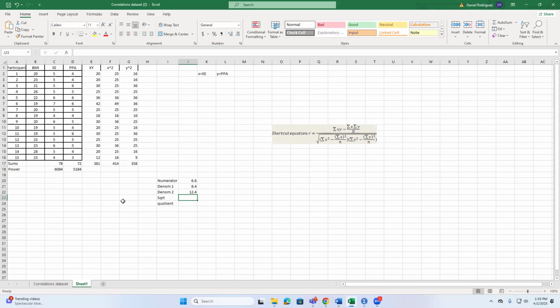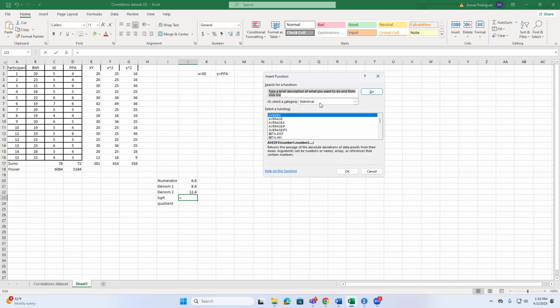I did this earlier. Let me double check everything. Sure I got this right. Denominator 1. Did I get this right? F17. Yep. Okay. All right. So I have this on this. This is denominator 1. That's this first piece. Denominator 2 is the second piece. Now I need the square root, right? Square root. They'll give me my denominator.